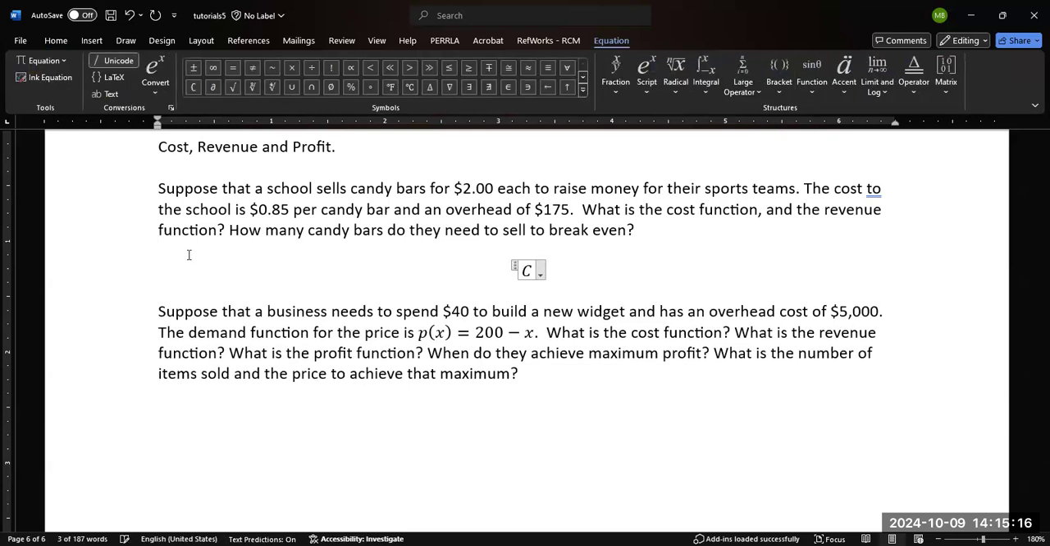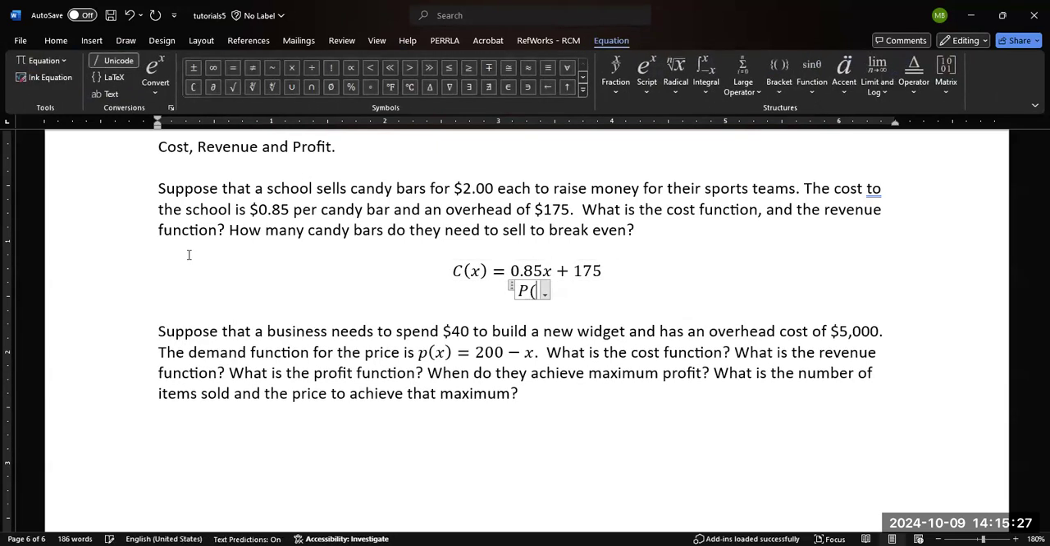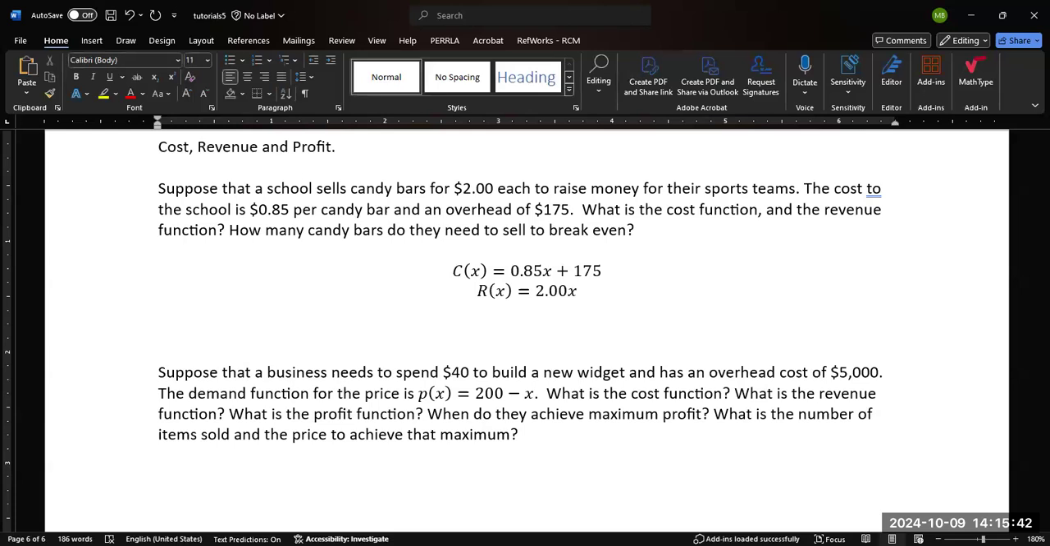Now, the cost function is just going to be a linear equation that depends on the cost per candy bar plus the overhead. And the revenue equation is simply going to be the revenue taken in per candy bar. So the question then asks, how many candy bars do they need to sell to break even?